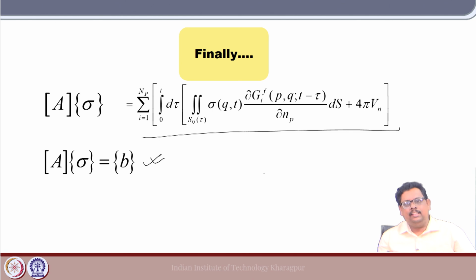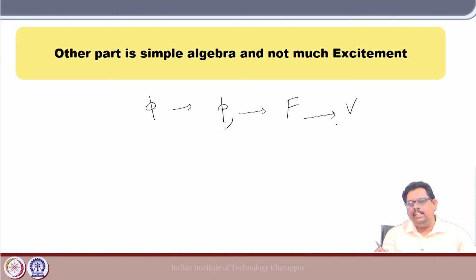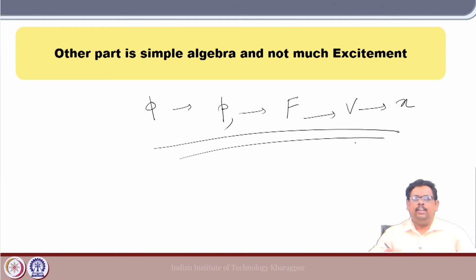The remaining part we have discussed a lot: once you know the phi, you know how to get the pressure, from the pressure how to get the force, from the force how to get the velocity, and from the velocity how to get the displacement. This part we have discussed many times, so I am not going to discuss it here. Here the whole idea is just to give you some kind of light.